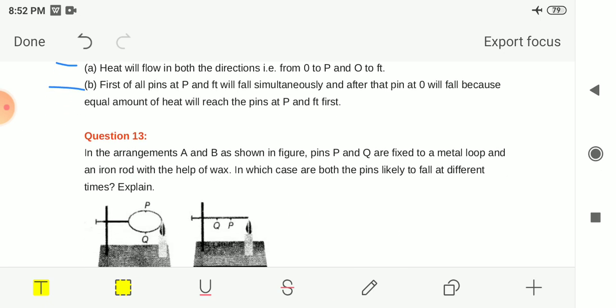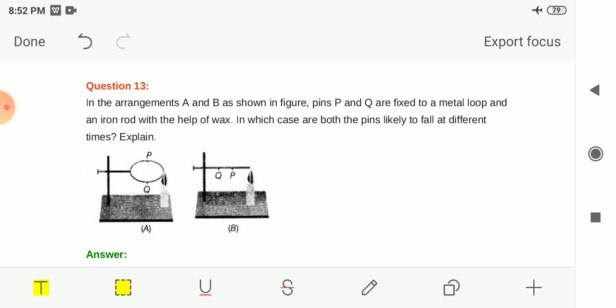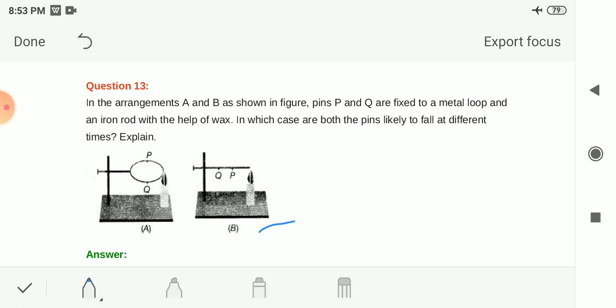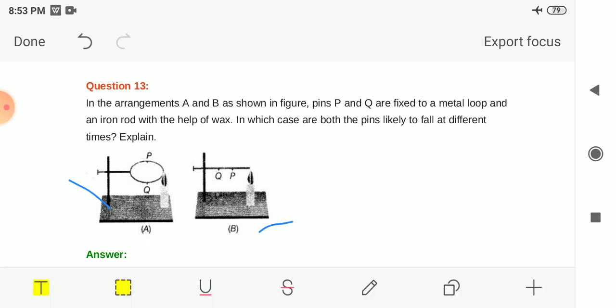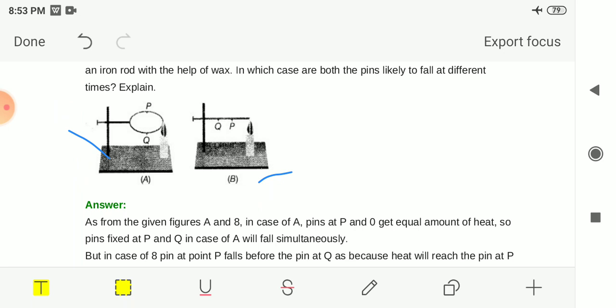Now the next question is, in arrangements A and B, two different arrangements are shown in the figure. Pins P and Q are fixed to a metal loop and an iron rod with the help of wax. In arrangement B, it is fixed to the iron rod, and in arrangement A, it is fixed to the metal loop. Now, in which case are both the pins likely to fall at different times? Explain why. So in which case the pins will fall at different times, that we have to explain and answer.